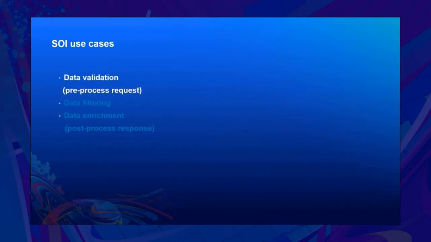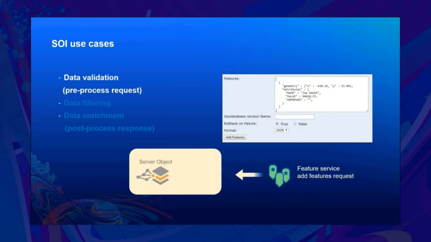SOI can also be used for lots of data manipulation tasks. Let's start from data validation. Data validation usually happens when we pre-process requests from an SOI. Here is an example of using SOI to validate add features operation. Assume I have some new features to add through my feature service, but before sending those features JSON to the server object, I can use an SOI to check if all the features have valid geometry and attributes, and my SOI can reject unqualified features and only pass those qualified features to the server object for processing. In other words, only features that meet my criteria can be added through my feature service.